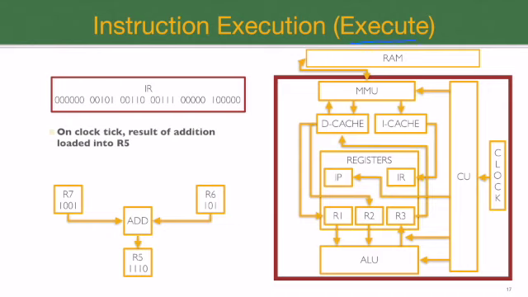The next step is execute, where the add operation gets performed. The value of R7 gets added into the value of R6, and the result is stored in R5. All of this happens on a clock tick. This is very important. This is the event on which the computer is responding.